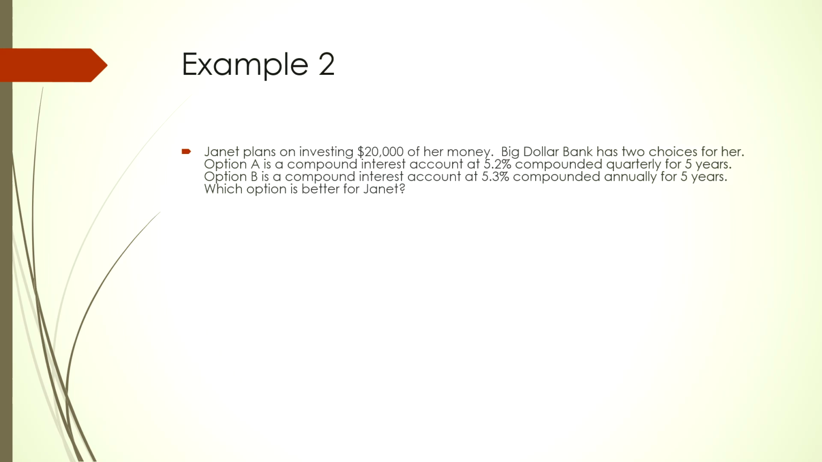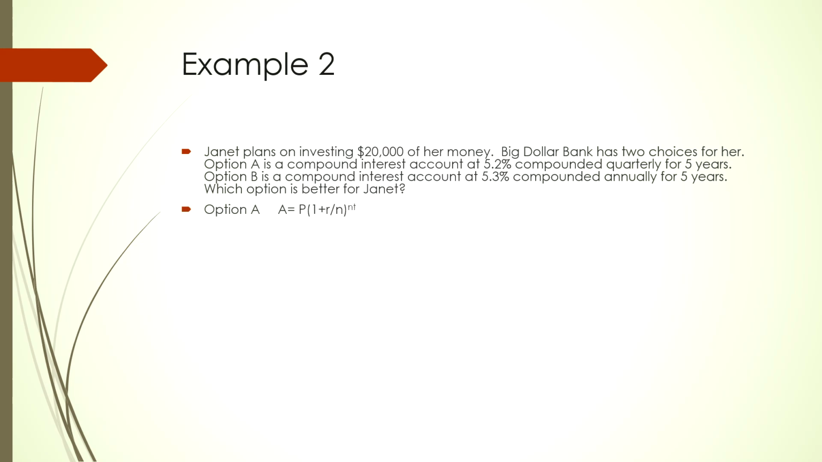Example 2 says Janet plans on investing $20,000 of her money. Big Dollar Bank, of course it's a fictitious bank, has two choices for her. Option A is a compound interest account at 5.2% compounded quarterly for 5 years. Or option B is a compound interest account at 5.3% compounded annually for 5 years. Which option is better for Janet?